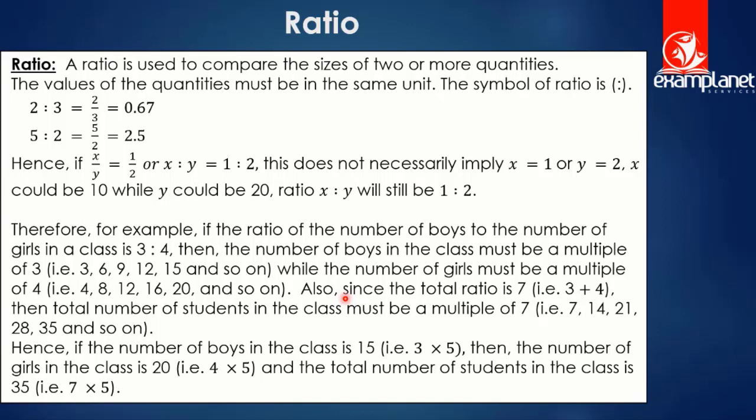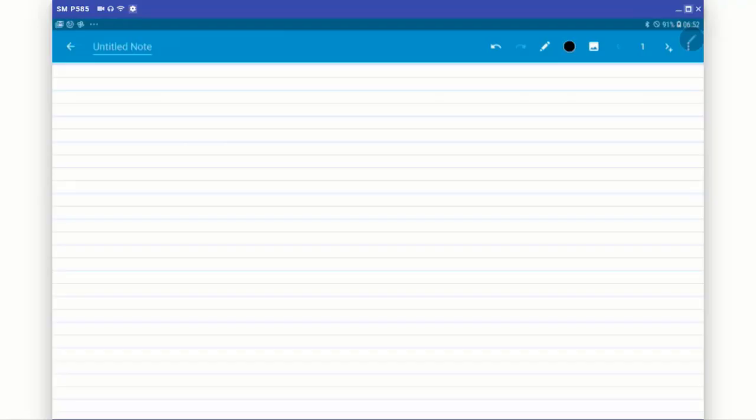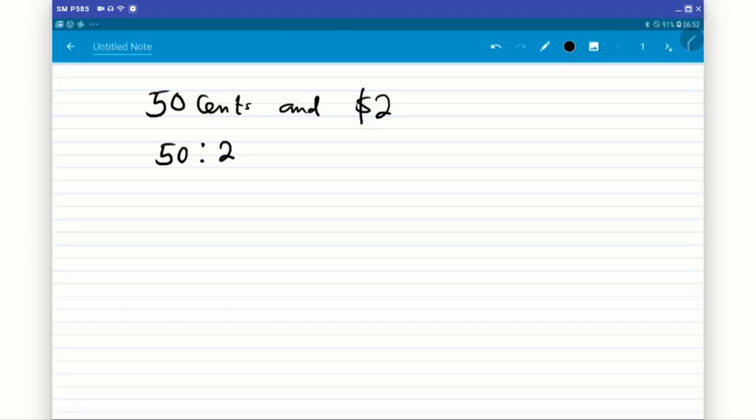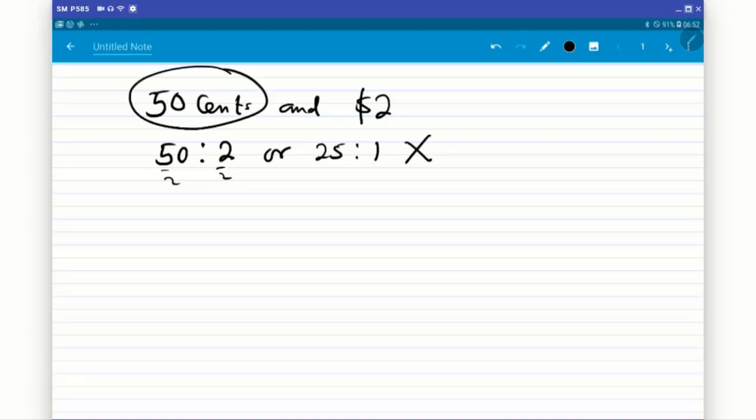For example, let me say we want to compare 50 cents and $2. Now here it is wrong for me to say this is 50 ratio 2, or maybe when I simplify it I have 25 ratio 1. This is wrong. And why? It is because these two quantities are not in the same unit. This is cents and this is dollars.